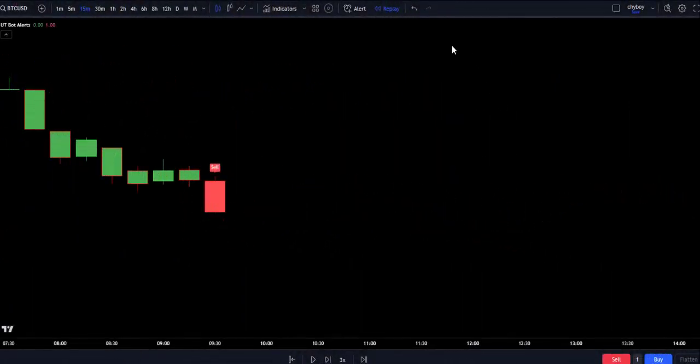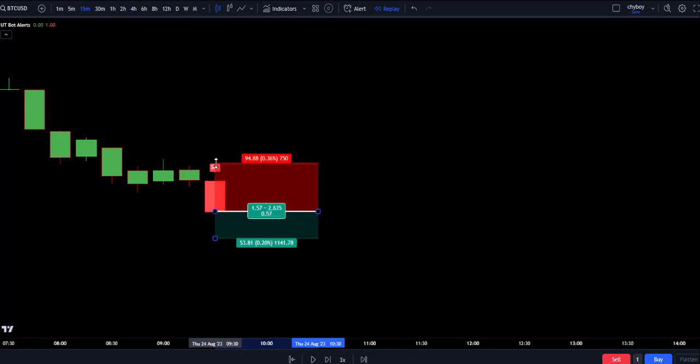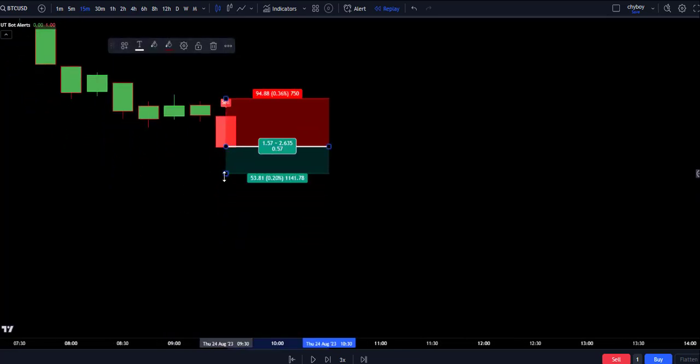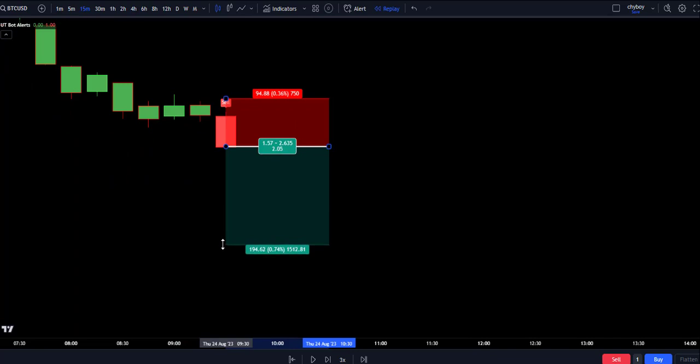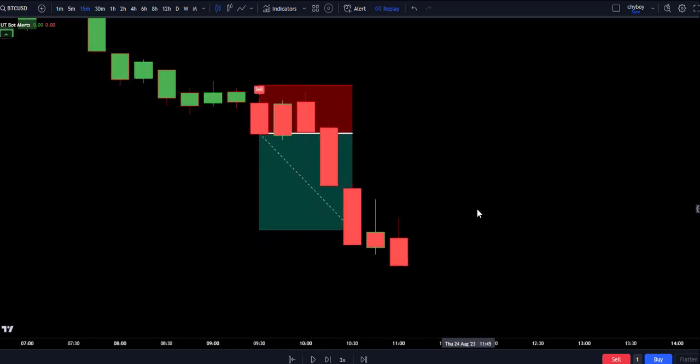For example, you can see that price is in a downtrend and the indicator has given us a sell label. Then we can take a trade, setting our stop loss above the high and targeting a 2 risk-reward ratio. As you can see, the trade plays out.